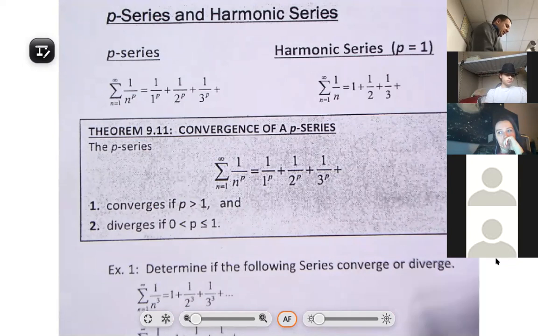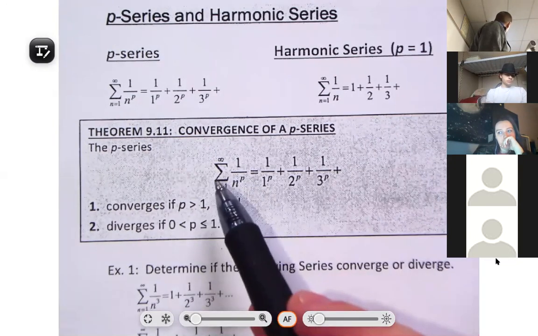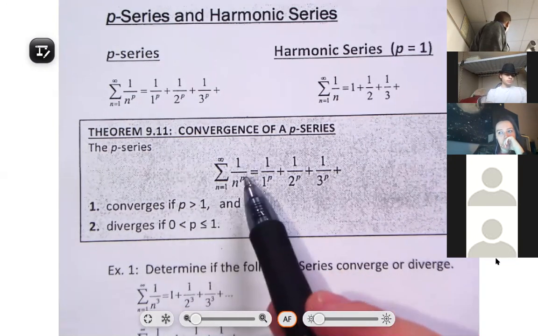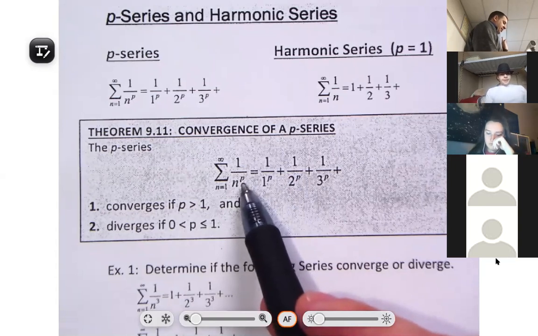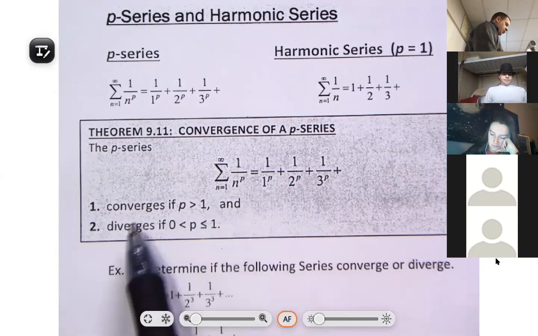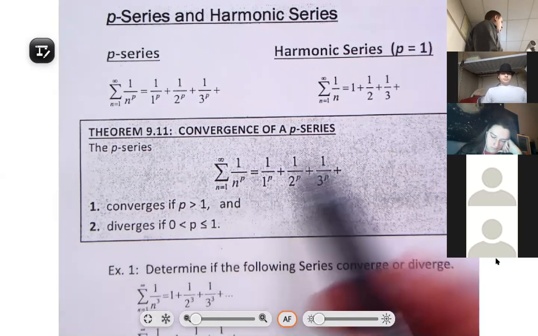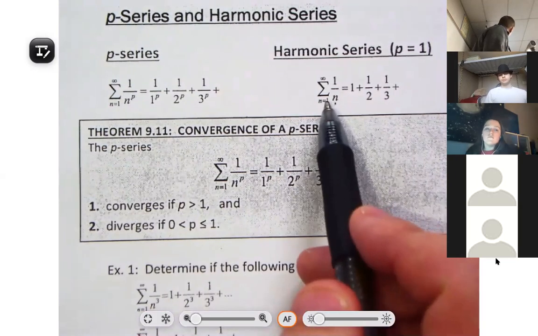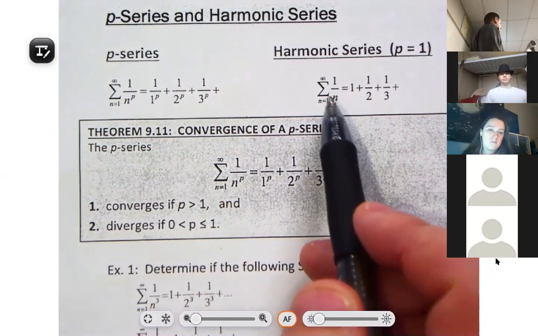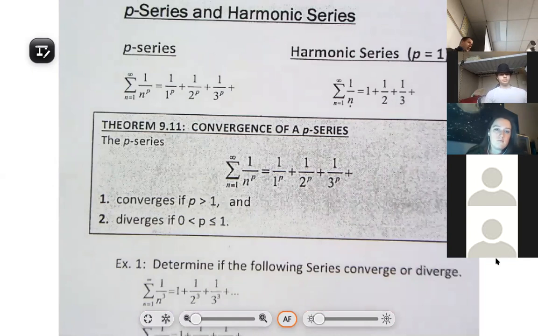So how this will look is if you have a series of 1 over n to some power, and that's all you have, 1 over n to some power, then this series will converge if that power is greater than 1. Last time we talked about if you had 1 over n, this series diverges. That's the harmonic series. I showed you guys a YouTube video proof, and my little intuitive proof of writing out those two strings of series. The harmonic series diverges.